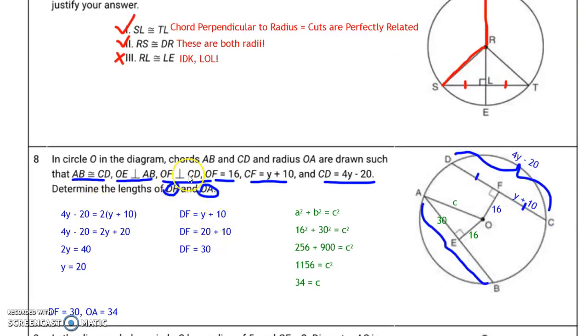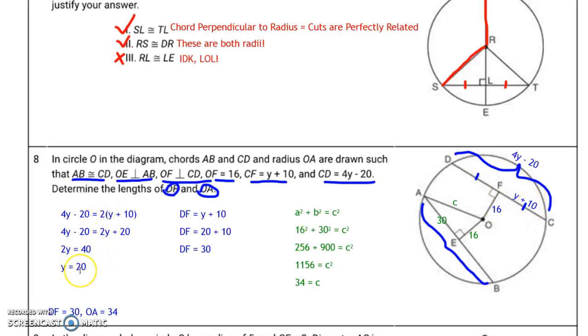For number 8, it gives us that these two lines are perpendicular to each other. It also gives us a bunch of other information, but the important information at the beginning here is that this piece is y plus 10, FC, and then the whole chord is 4y minus 20. Well, I know that this piece times 2 should be equal to the whole entire chord because these two pieces are equivalent to each other, congruent.